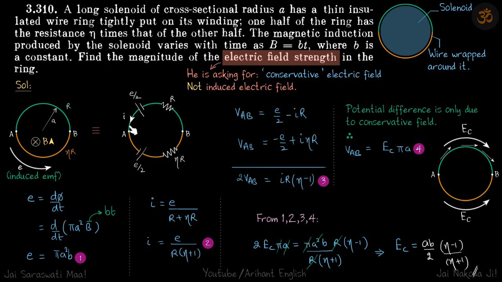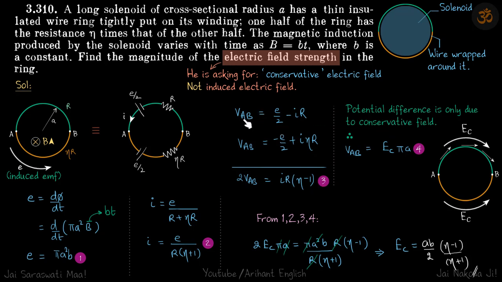Now VAB. Let's calculate the potential difference between these two points where both the resistances are joined. If you go by the top half, you can start from here. So VAB will be E by 2 minus IR. And if you go through this route, VAB will be minus E by 2 plus I into eta R. If you add both of them, you will get 2 VAB is equal to IR into eta minus 1.